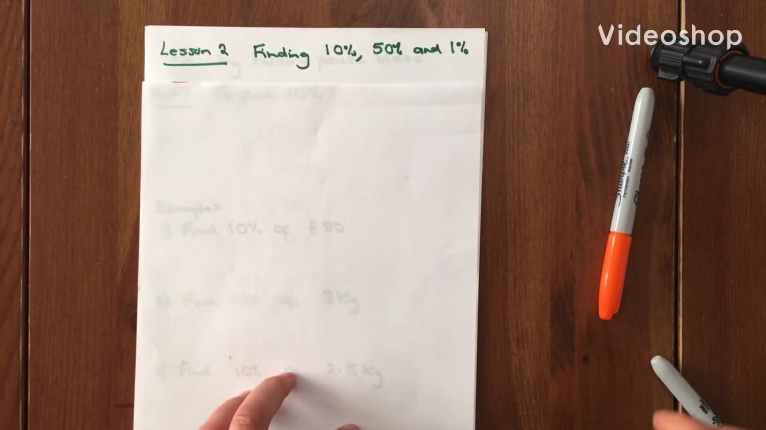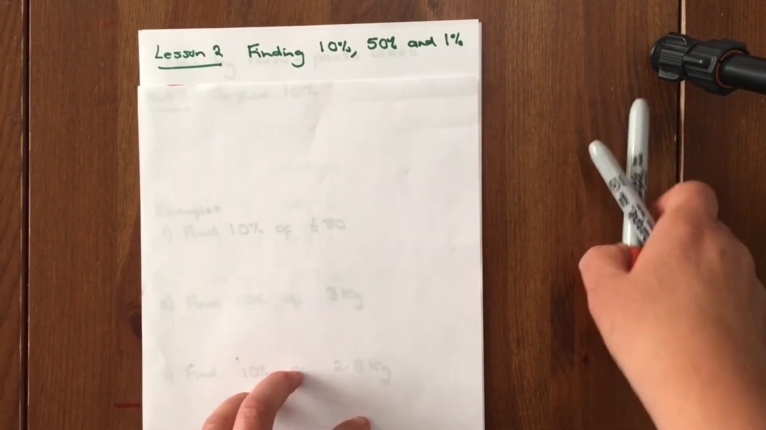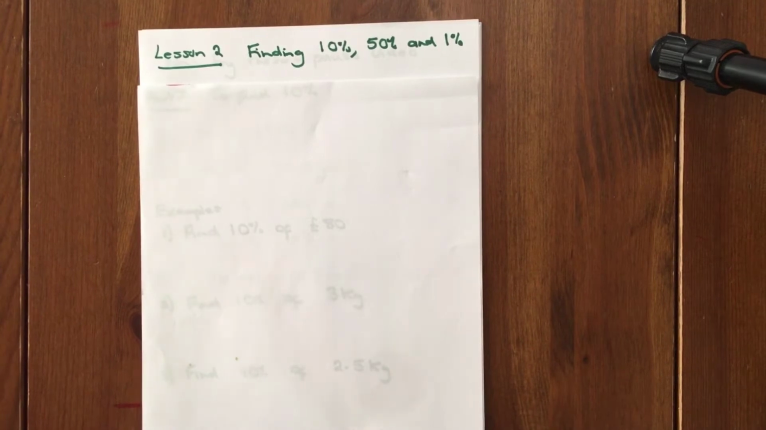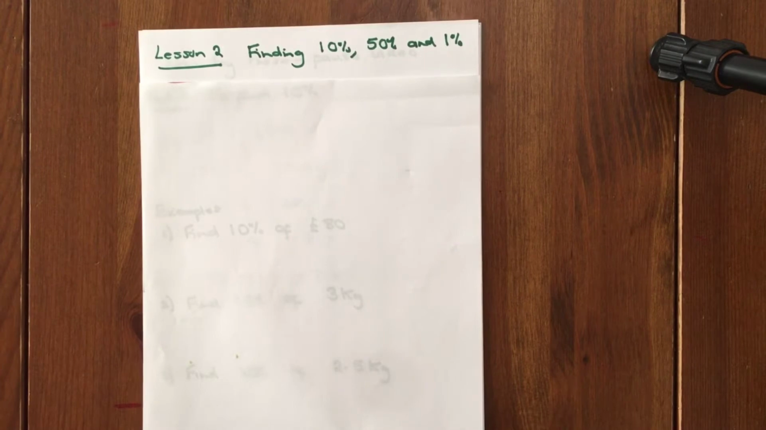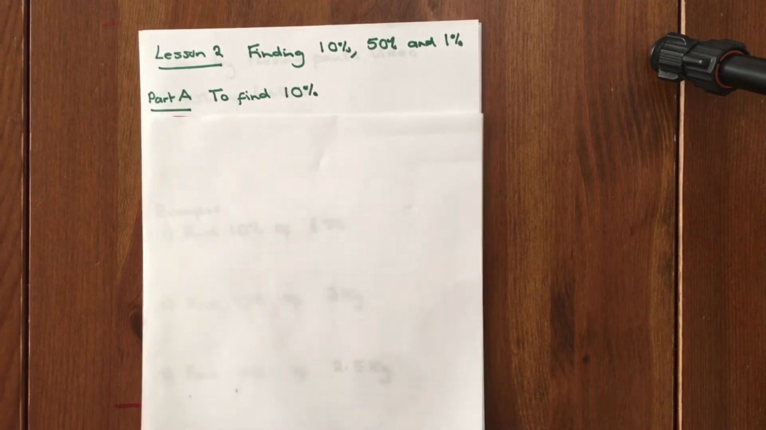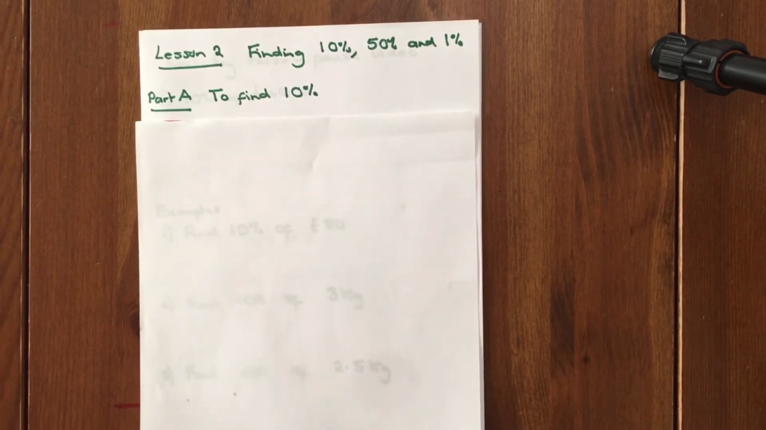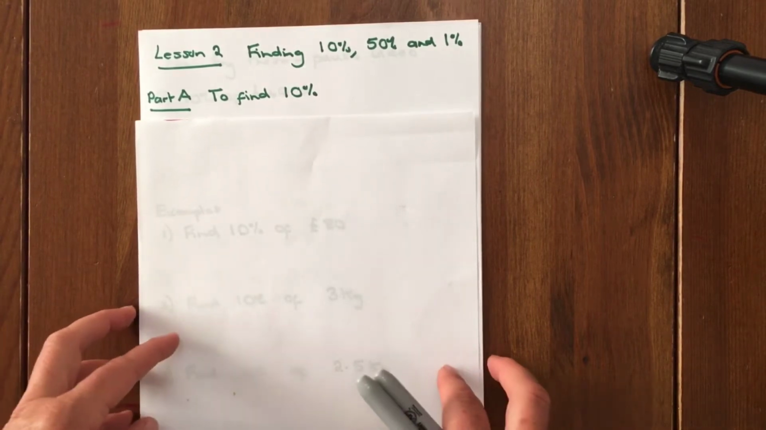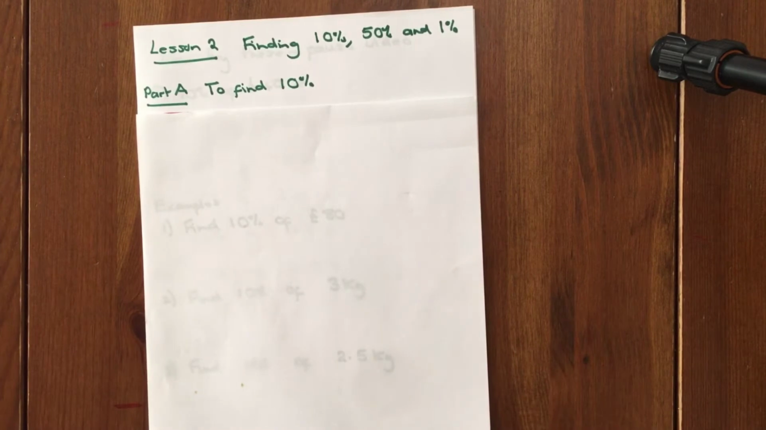Okay, so we have now lesson 2 from the chapter 10 ratio booklet, finding 10%, 50% and 1%. So part A, to find 10%. How do we find 10% of something?